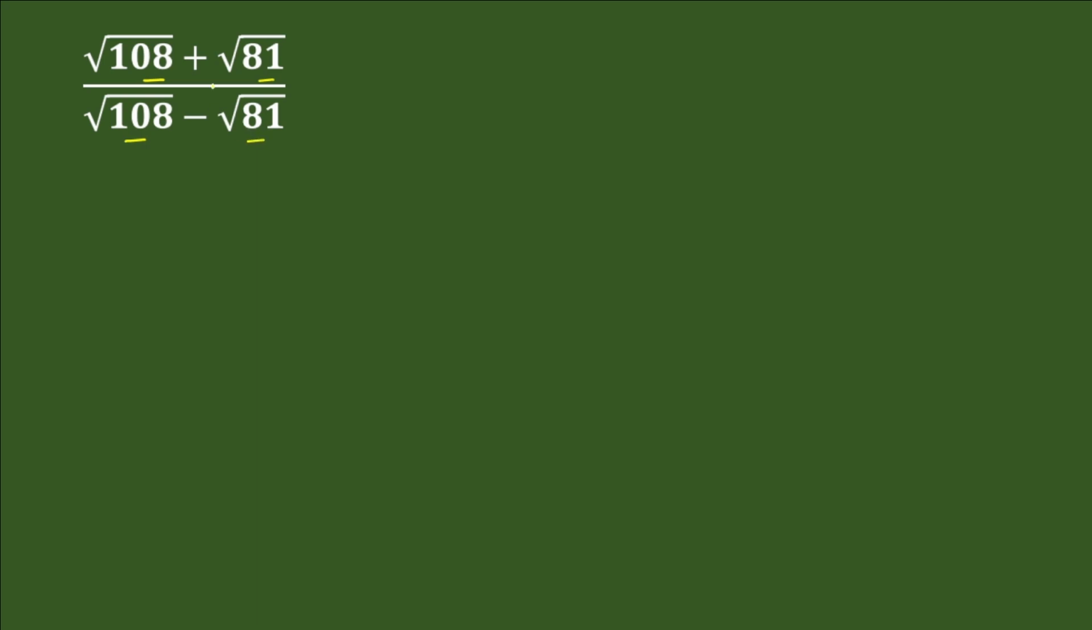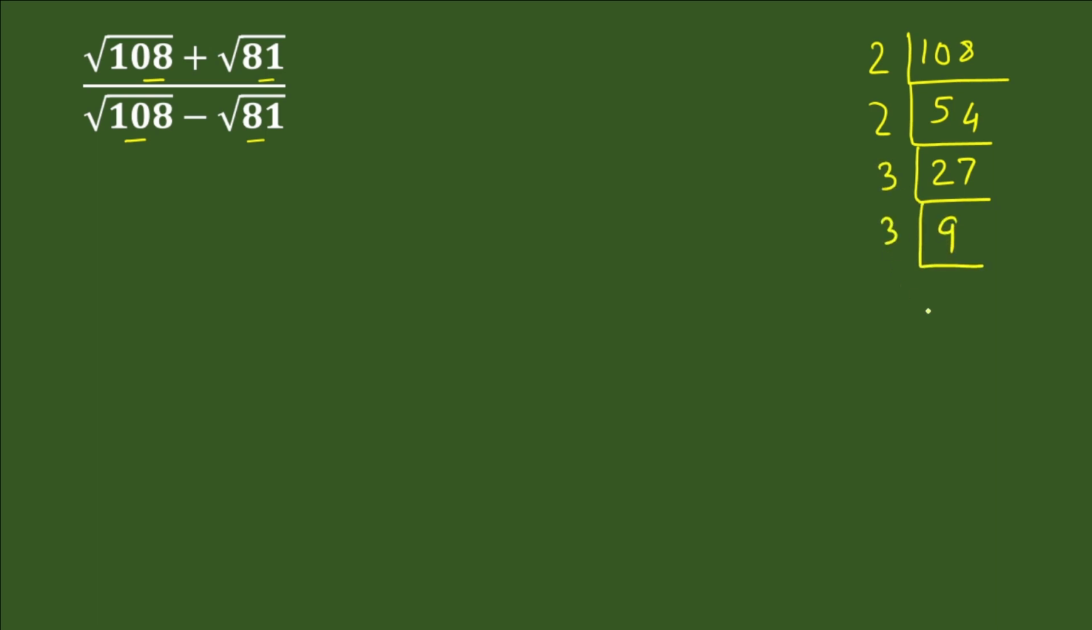So here, square root 108 will factorize. So how will it factorize? It is 2 times 54. Again, we'll take 2 times, so it will be 27. And 27 is the multiplication of 3 and 9, and 9 is 3 times 3.